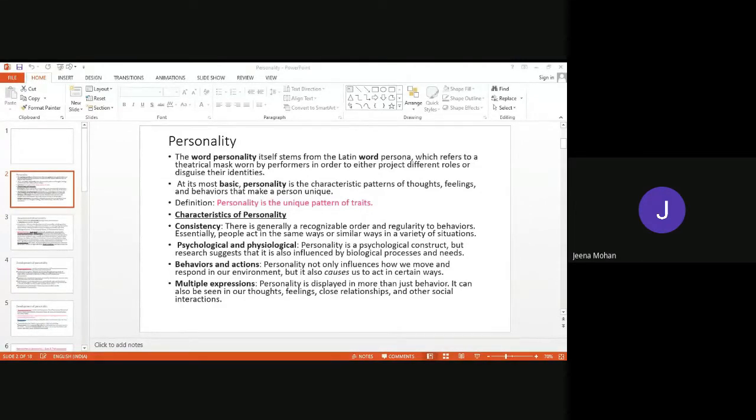To gather information from respondents. The purpose is to gather information from respondents. Then usually the questions, we know that it will be in a printed form. And also along with the questions, some choice of answers will be there.